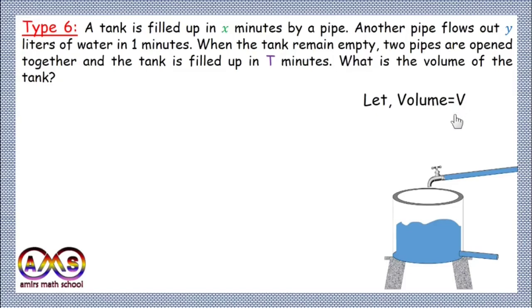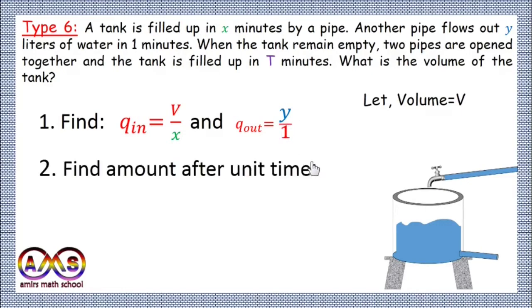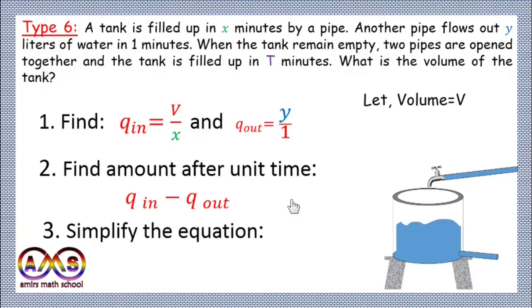Let the volume of the tank be V. For the first pipe, the flow in is V by X, and the flow out is y liters of water in 1 minute, so y divided by 1. The amount after unit time is flow in minus flow out, that is Q in minus Q out. And the final equation is T into Q in minus Q out, which is equal to V.